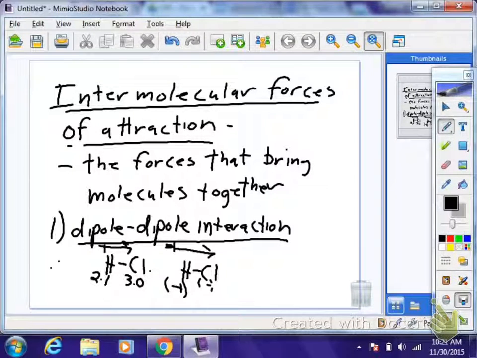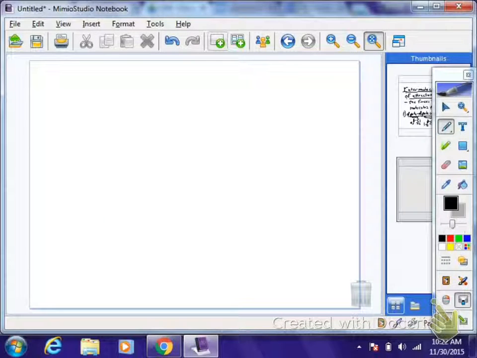My pen's a little off because I think it got off kilter. I'll have to readjust it. But this side's slightly positive and this side's slightly negative. So that creates a dipole situation. Okay? We'll go ahead and show you how those might interact if they're a dipole-dipole interaction. We'll show you a couple examples here.